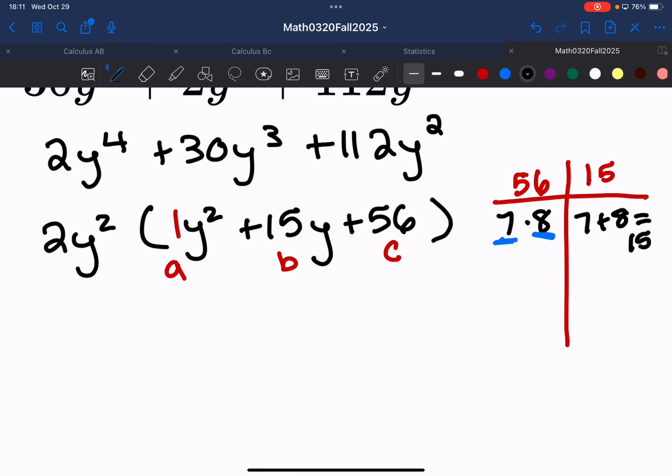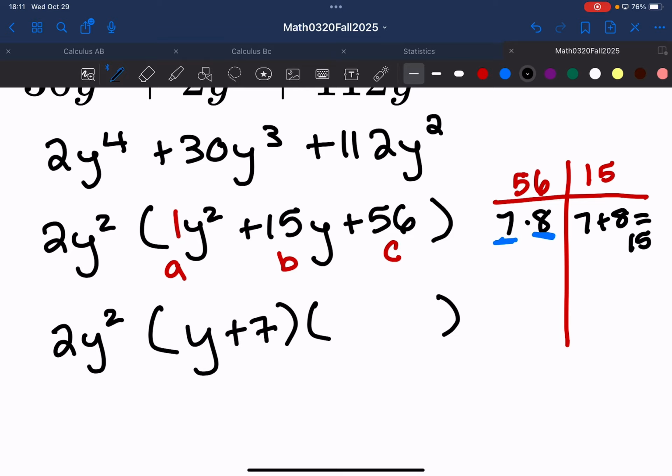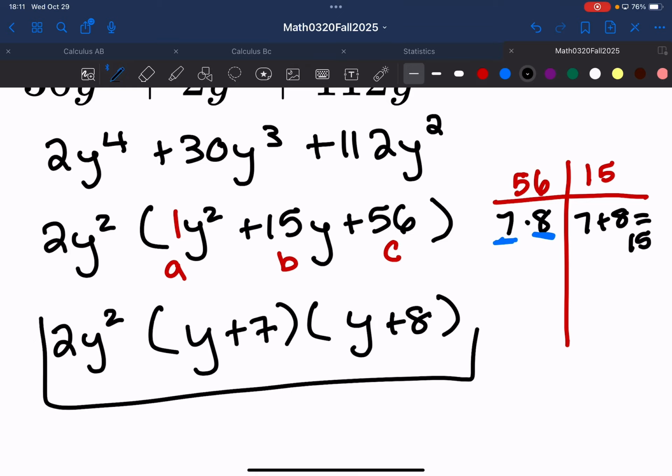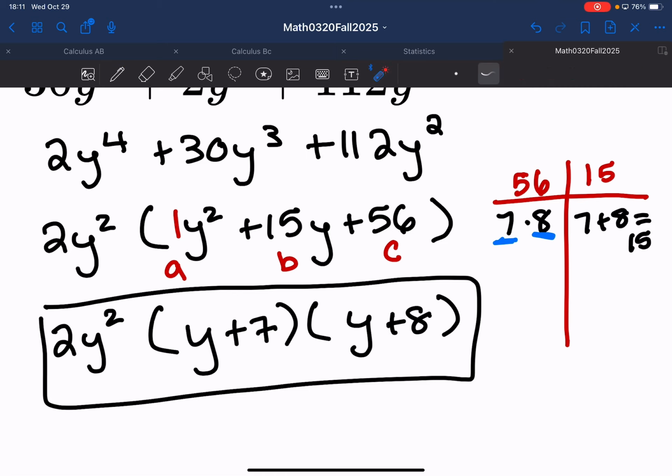So I bring down my GCF, so 2y squared, and then I write my 2 parentheses. And what's going to be in the first parenthesis? Y plus 7. And y plus 8. So that means this whole thing is my answer. Okay, very important that you bring down the GCF always, because if you forget this step, then your whole problem is going to be wrong.